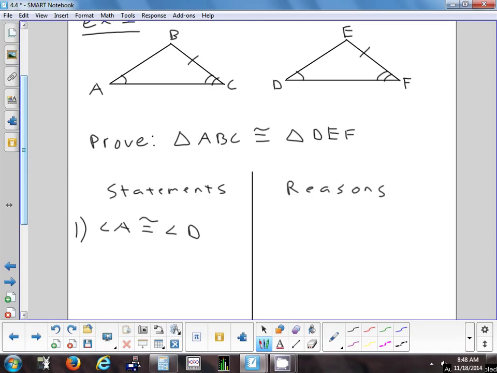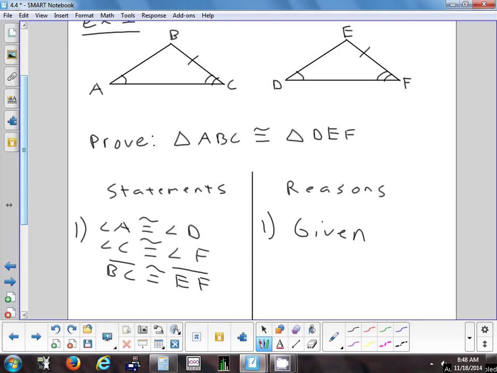We'll put it under statement one. Yep. Angle C is congruent to angle F. Okay. Angle C is congruent to angle F. And somebody else give me the last thing that's given there. Yep. Side BC is congruent to side EF. Yep. So segment BC is congruent to EF. Okay, that's all given.